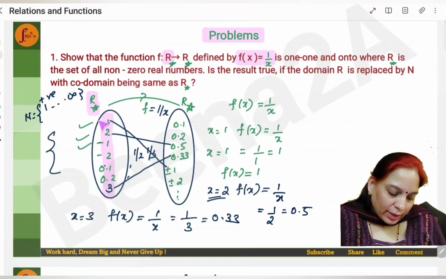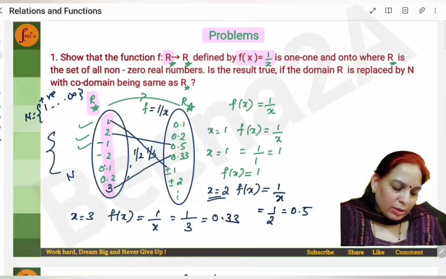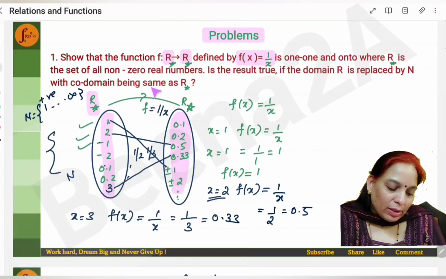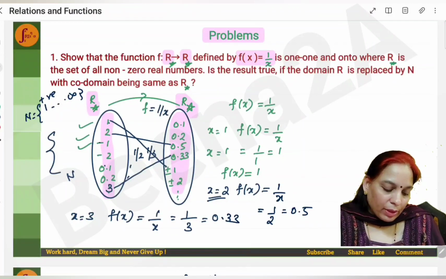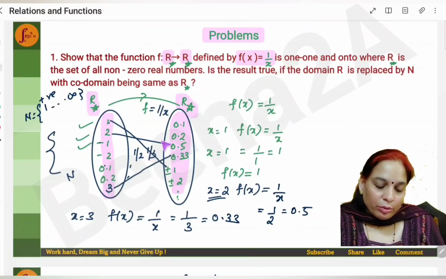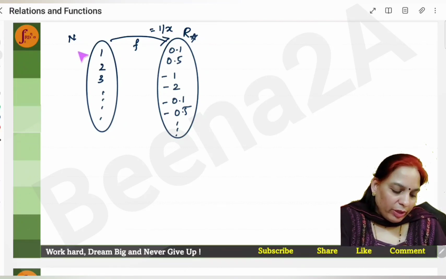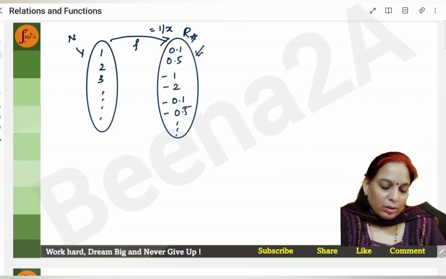So if this entire set is replaced with natural numbers and the codomain is the second set, the codomain is the same as R star. That means it's still real numbers. The codomain will be the set of real numbers and the domain will be the set of natural numbers. Now we have to check if this is 1 to 1 and onto if you replace this set with natural numbers. This is how the function will look: f is 1 by x from natural numbers to real numbers.